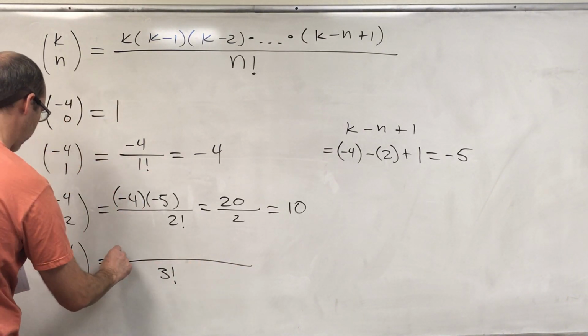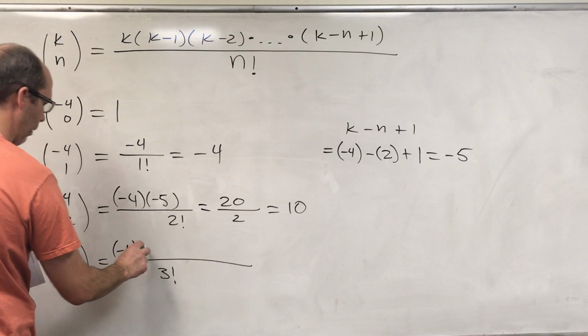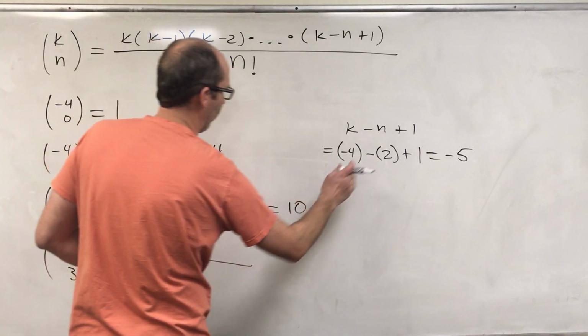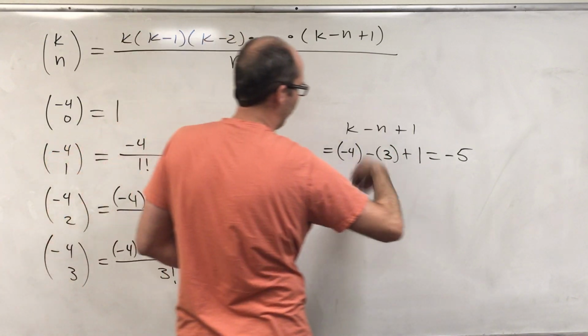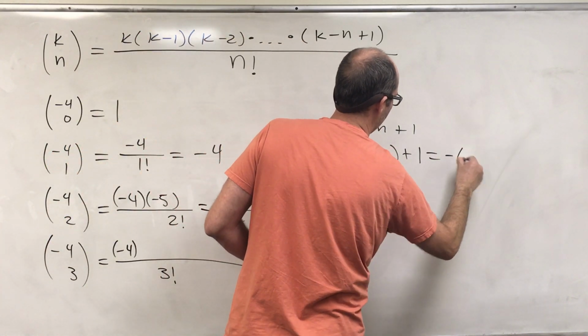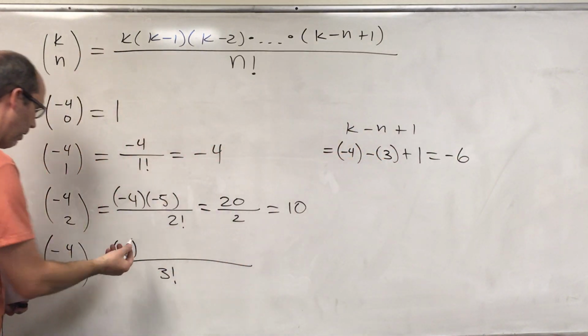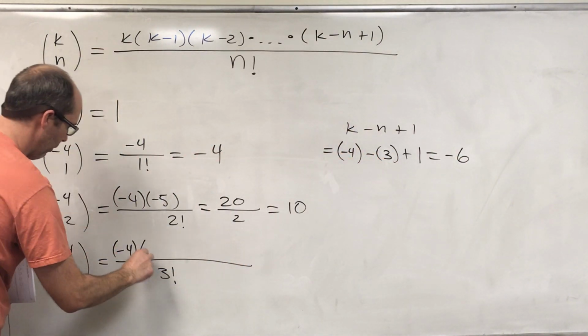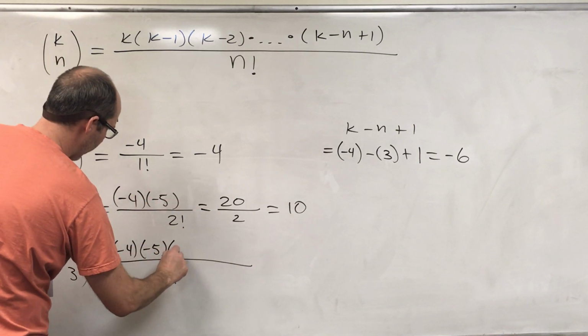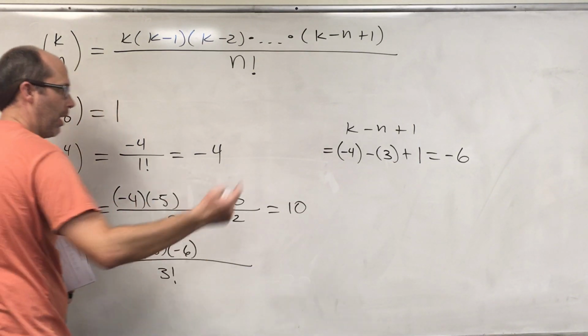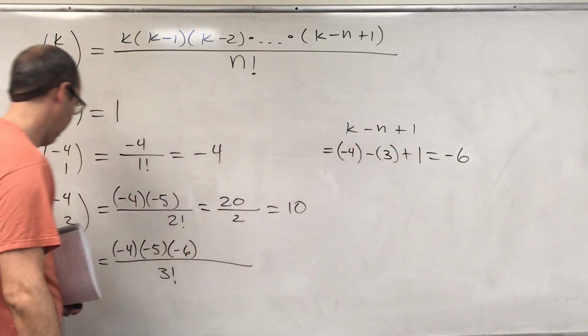3 factorial. Okay, now we just got to figure out where we stop. So negative 4 and negative 3. Negative 4 minus 3 is negative 7. Negative 7 plus 1 is negative 6. Okay, so we start at negative 4. That's like k. We go to negative 4 minus 1, that's negative 5. Negative 4 minus 1 again, we get to negative 6. We know that's where we stop because I computed it right there.